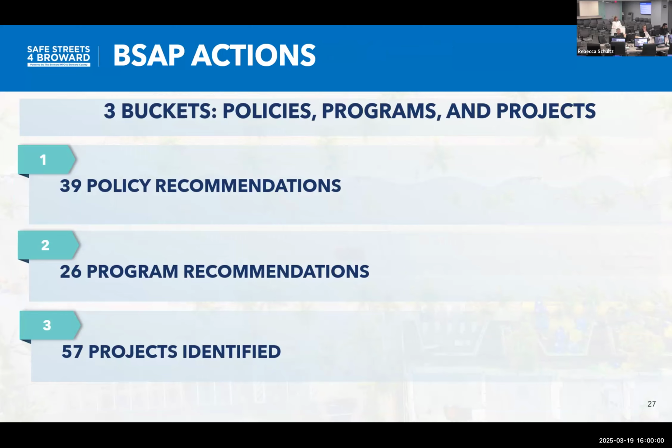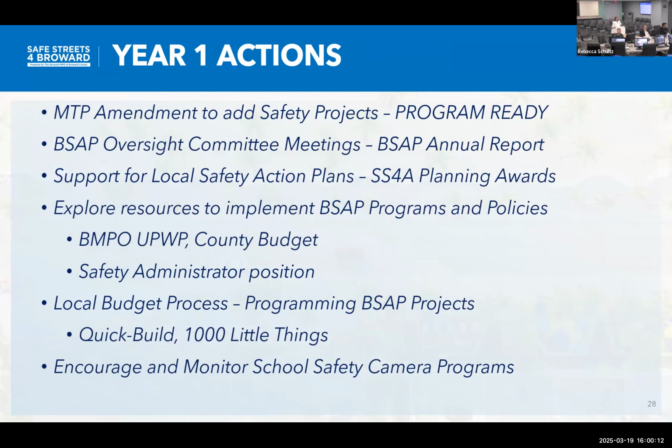Actions that came out of our plan, we've got 3 buckets: policies, programs, and projects. We've got 39 policy recommendations, 26 program recommendations, and then 57 projects identified. Year 1, the first year, we need to tee things up, right? So we talked about the MTP amendment, and those will be program ready. So as James mentioned, going to your individual organizations and getting a resolution of support to make those program ready. The BSAP Oversight Committee will continue. As Fazal mentioned, we need to do our annual report card. So really having a committee that includes maybe even more cities, Eric, to your point, to really dive into how to achieve our reporting metrics.